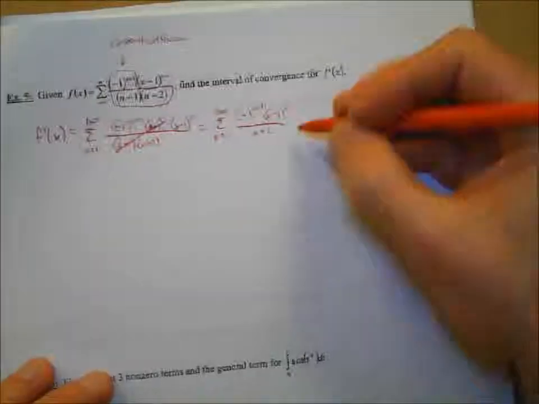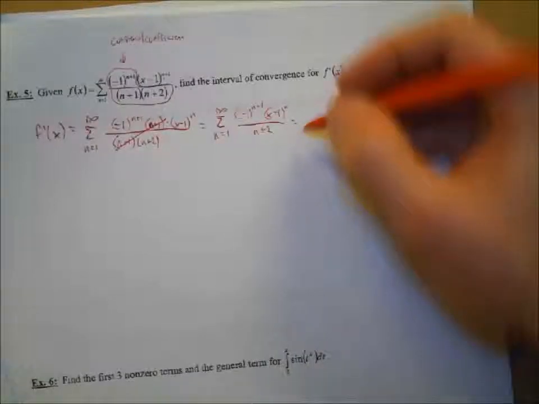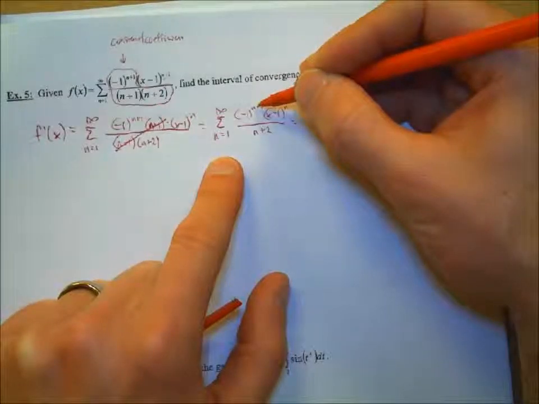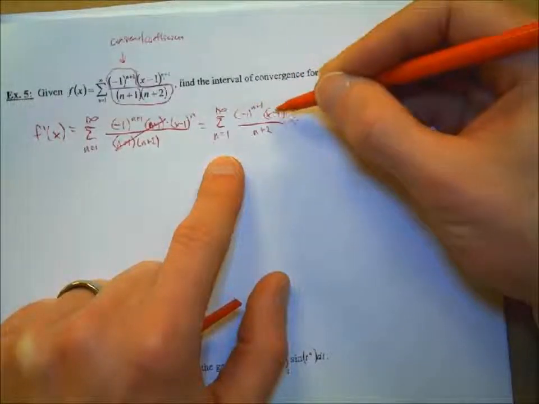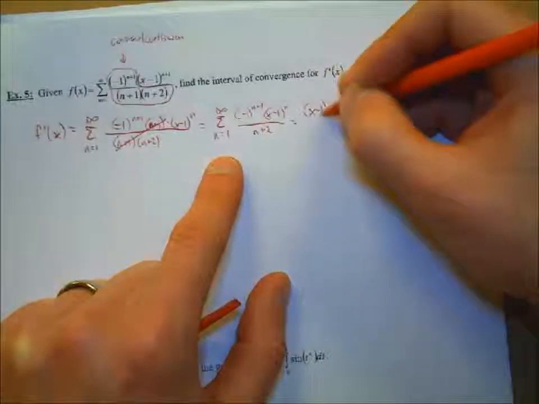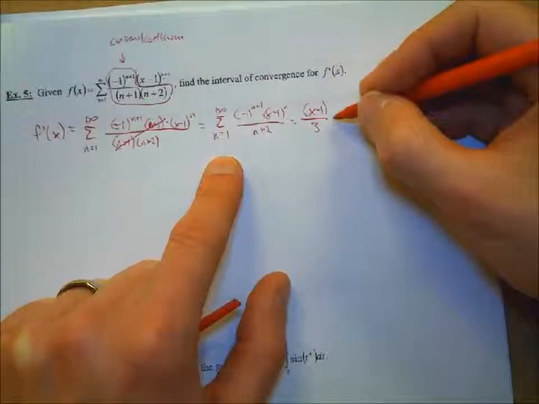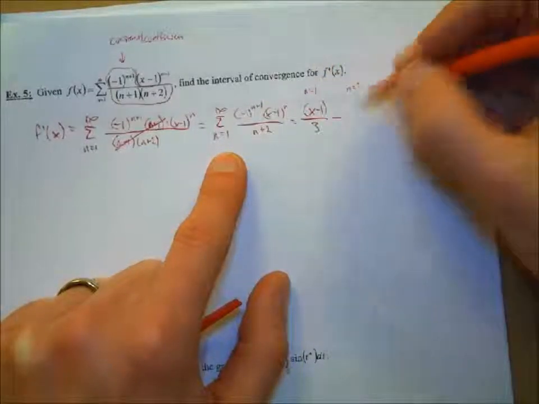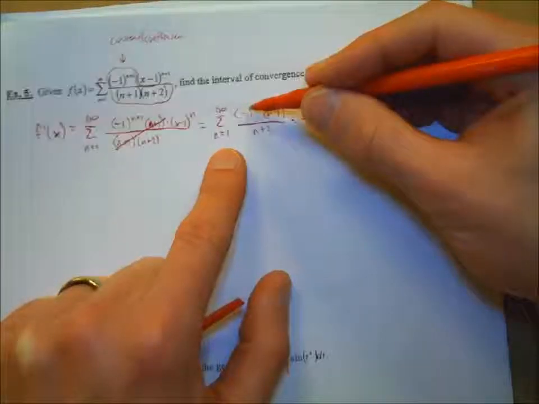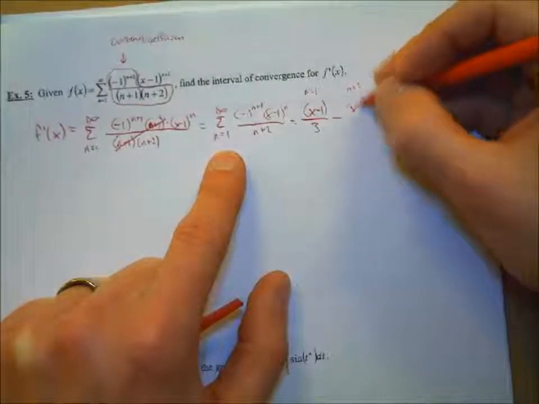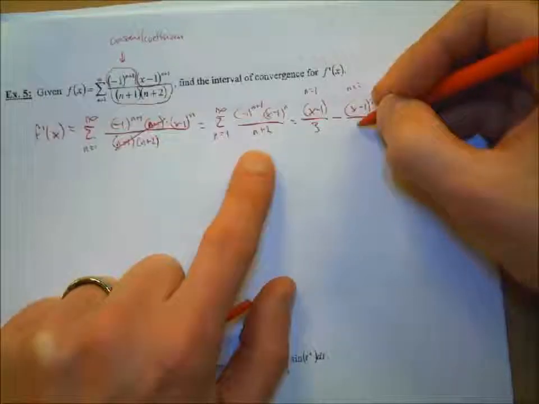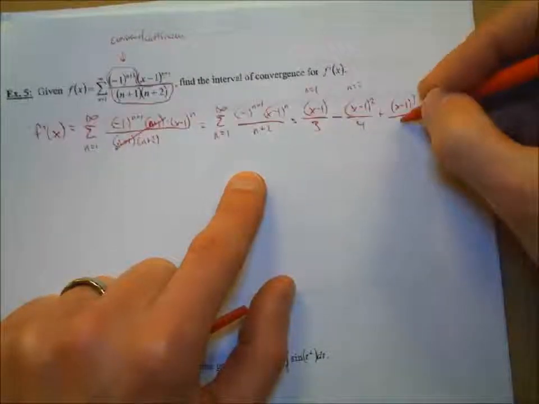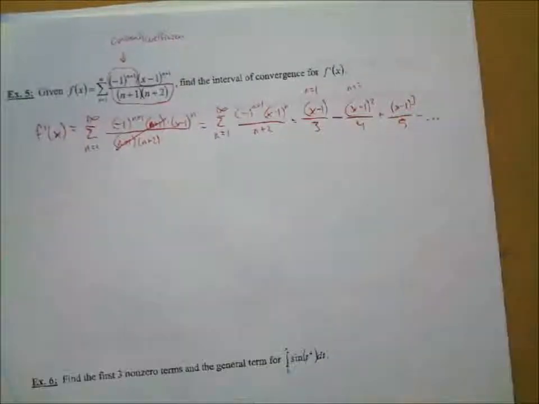I'm just going to write a few terms here. The very first term, if I plug 1 in for n, it'll be 1 plus 1, 2. Negative 1 squared is going to be positive 1, so we have a positive lead term, and then x minus 1 over 3. Minus, now for the next term, n equals 2: a negative 1, x minus 1 to the 2, over 2 plus 2, so 4. Plus, and you see the pattern from here: x minus 1 cubed over 5, minus dot, dot, dot. You get the idea. So there's your first couple terms.